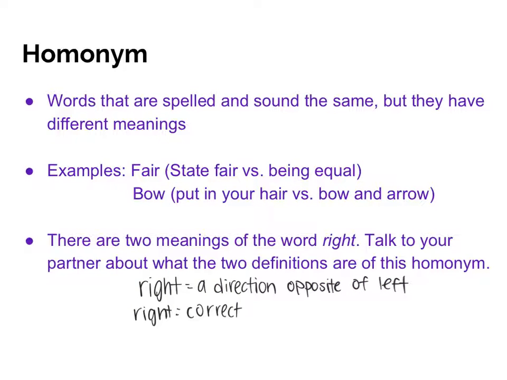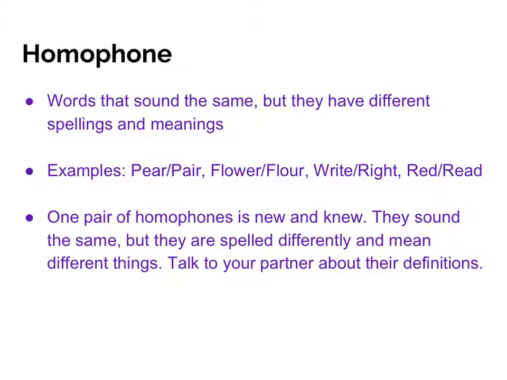So the two definitions of the word right, when it is spelled like this, are a direction opposite of left and correct. This kind of right is not a homonym with these two because it is not spelled the same as these two. Even though it sounds the same, it's not spelled the same, so it is not a homonym. In this case, it would actually be called a homophone. Homophone is right underneath on the same page.